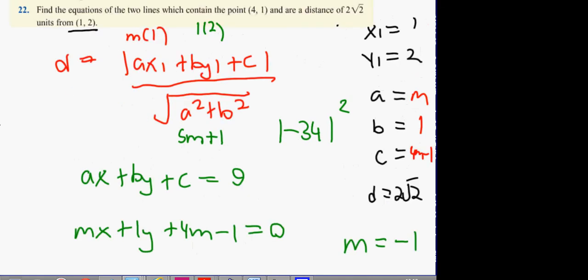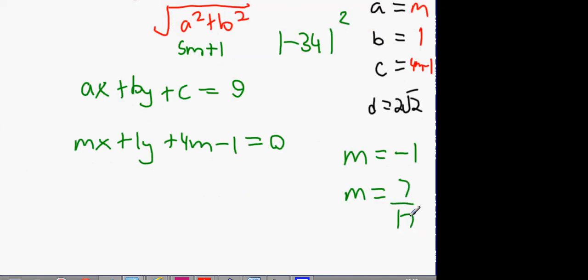Now, to wrap this question up, what you'd have to do is the following. You'd have to replace m with minus 1, and what you get is minus 1x plus y. That'd be 4 times minus 1, which is minus 4. It'd be minus 5 equals 0. That's one line, not both lines. The next one is going to be this.